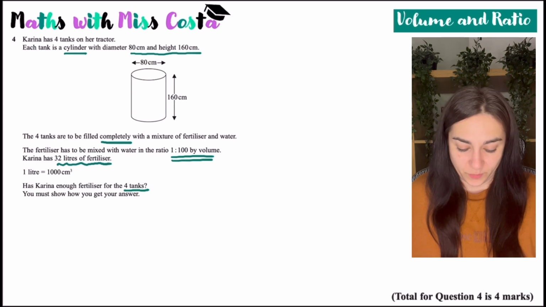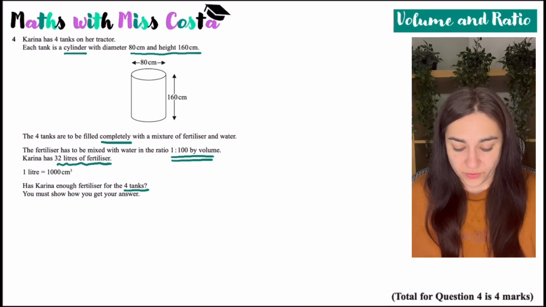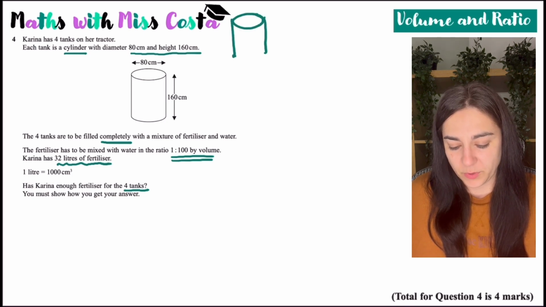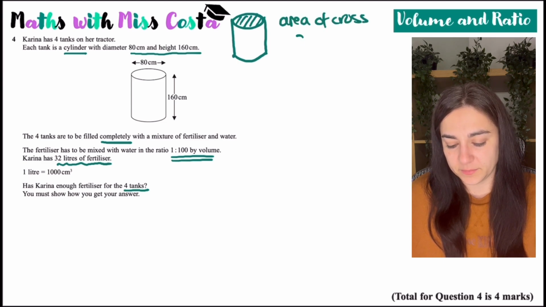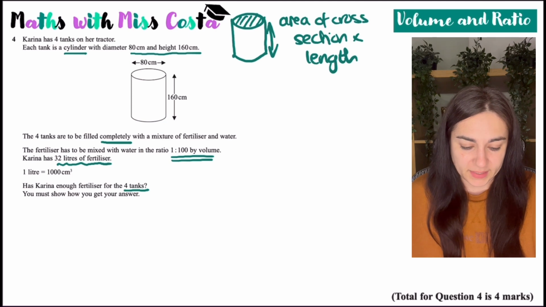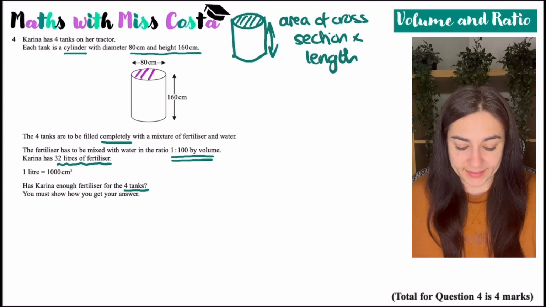So the first thing that I want to do is figure out what the total volume of the tanks are. So how do I work out the volume of a cylinder? Well, to work out the volume of any prism, what you want to do is work out the area of the cross section, and you multiply that by the length or the height or whatever you call it, the bit that isn't involved in the area of the cross section. So what's the area of this cross section here?